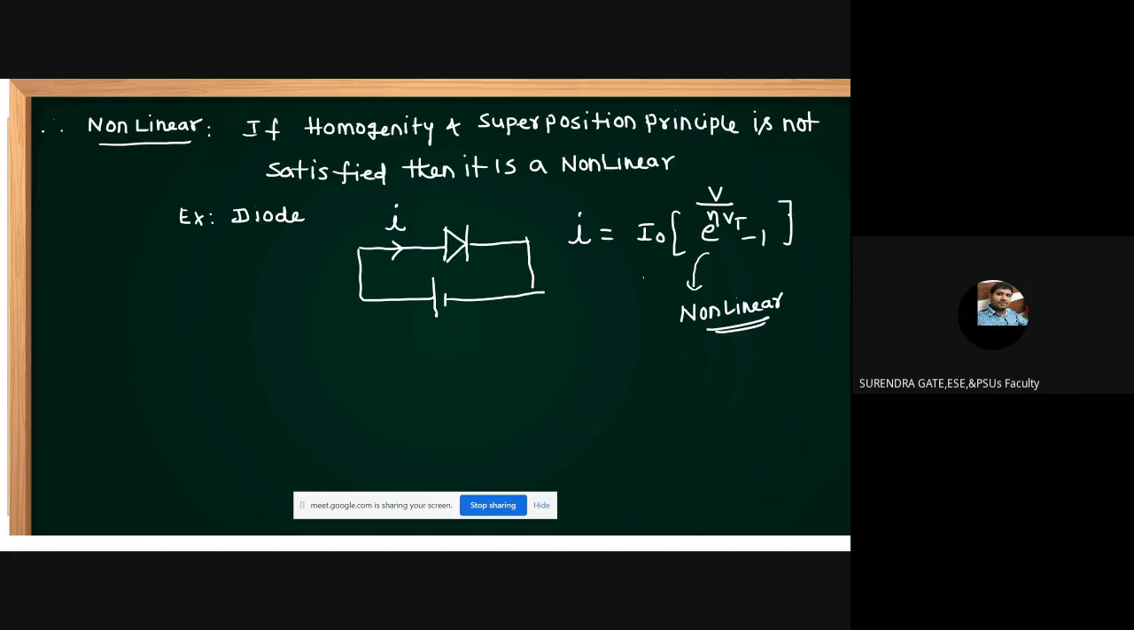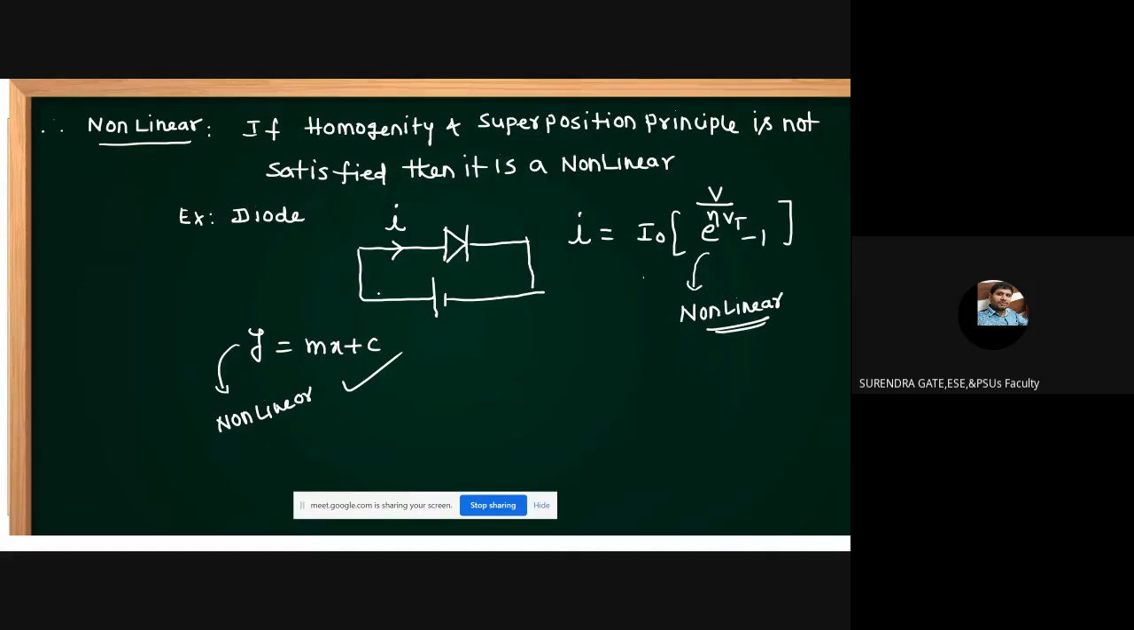If you want to try this one, then it is non-linear. Take the example of y equal to mx plus c. Is y equal to mx plus c linear or non-linear? It is also non-linear. Please try to solve this one: y1 equal to mx1 plus c, y2 equal to mx2 plus c. Like that you try to solve and prove that it is non-linear. If homogeneity and superposition principle is not satisfied, then it is non-linear.